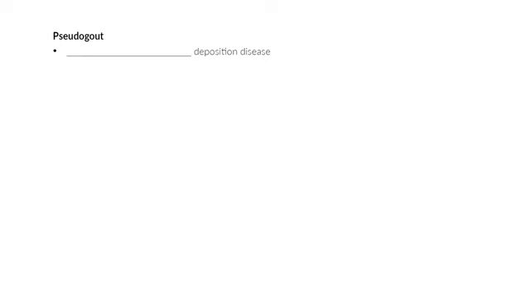So let's talk about pseudogout, which is obviously very similar to gout. It's just a different crystal that you're dealing with. Instead of the monosodium urate crystals, you're dealing with calcium pyrophosphate crystals. You might use the P in pyrophosphate and the P in pseudogout to keep them straight, if that helps. And then the official name is calcium pyrophosphate deposition disease.